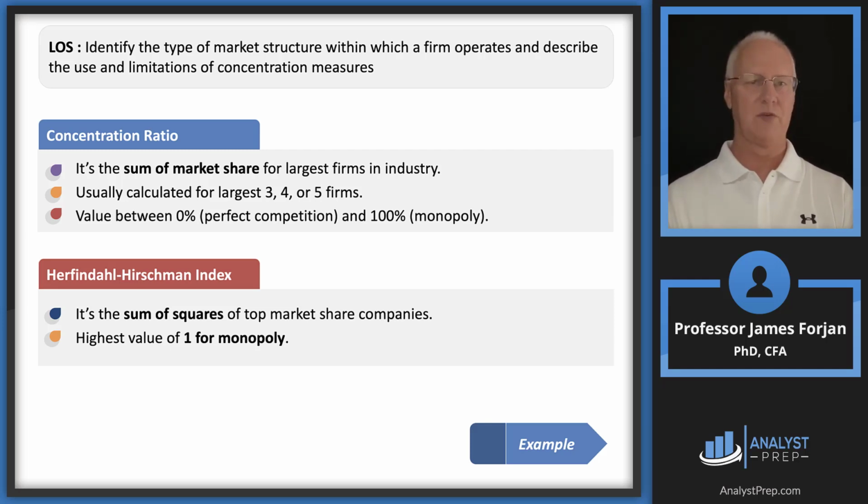So we have a concentration ratio. This is super simple. What we do is take the top 3, maybe 4, maybe 5 firms, and we just sum their market shares. So the value can be between 0, perfect competition, and 100%, which would be a monopoly. And you can use that to try to determine if the top 3 firms capture 98% of the market share, well, then that might be those 3, they might act like an oligopoly, or they might combine and collude and act like a monopoly.